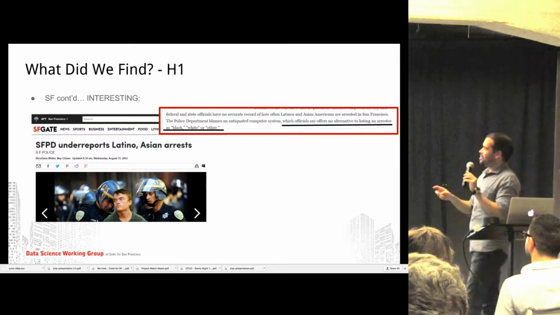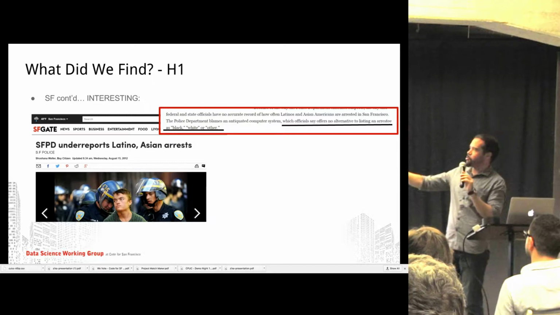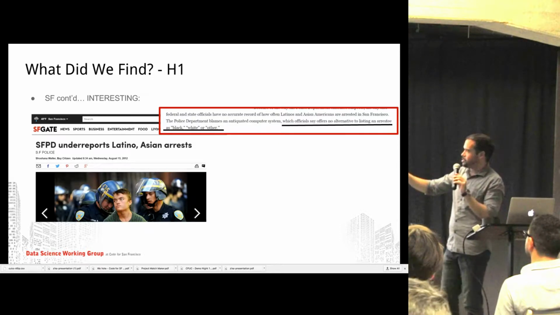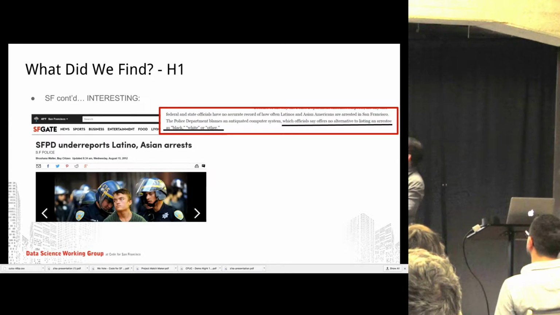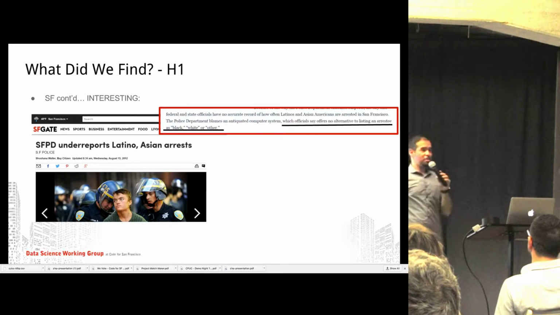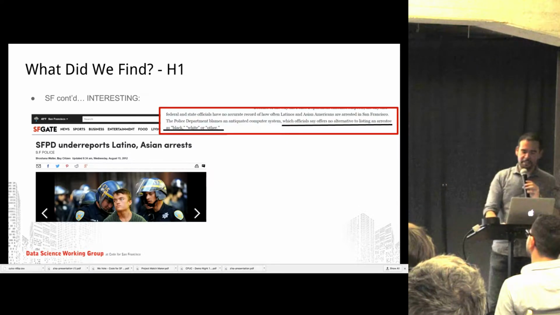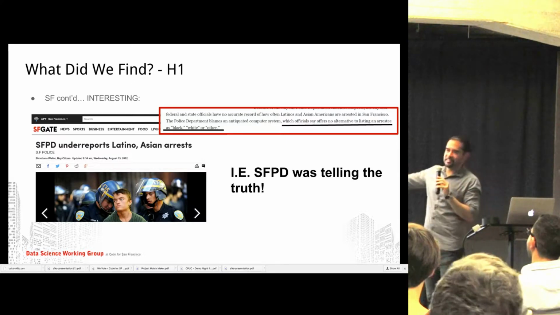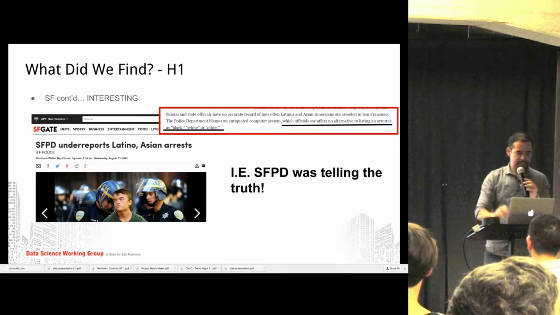Then come to find out that some time ago, somebody had learned that SFPD underreports Latinos and Asians in their arrest data, and officials said that this is because they actually have no alternative to listing an arrestee other than black, white, or other. So they're lumping Latinos and Asians into the other category, and so in actuality, what the SFPD said proved to be true, at least to our analyses.